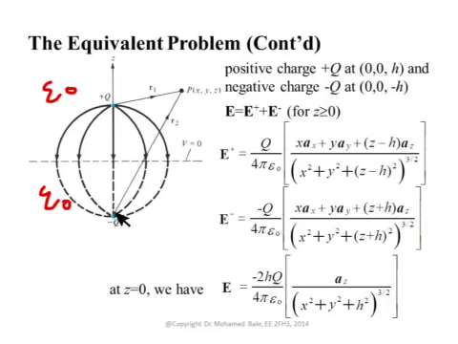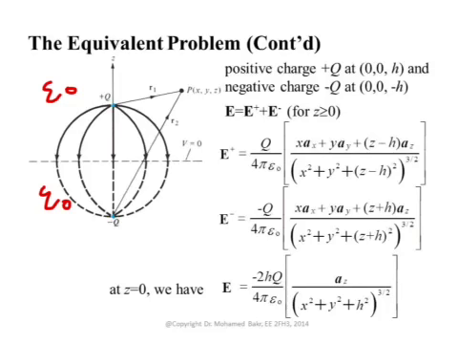Then this vector, which is pointing from the charge to the observation point, is equal to X, Y, and Z minus 0, 0, and minus h. So it gives you the vector x ax plus y ay plus (z plus h) az. Then you divide by the modulus of this vector to the power 3. The field at any point in the top half space is the sum of these two fields.